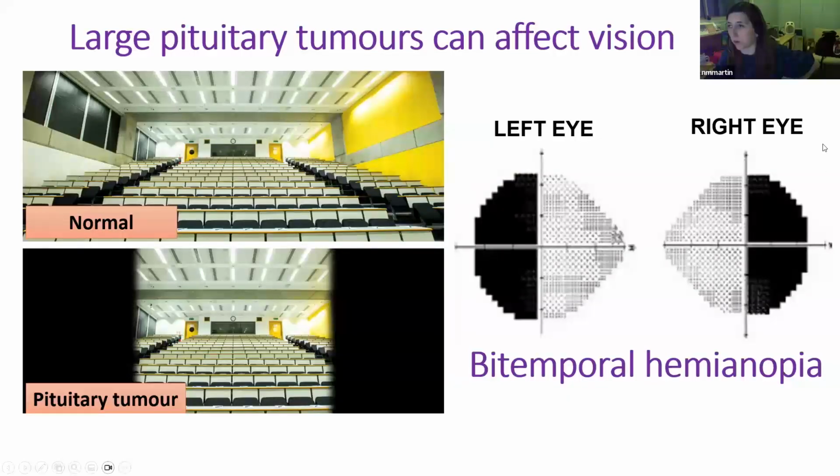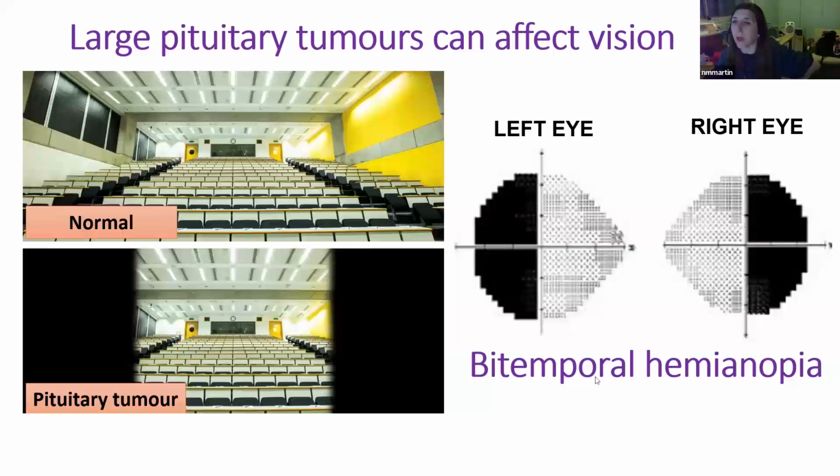I'm sorry, I'm just going to try and get that out of the way. So this is the left eye, and this is the right eye, and this is the patient who's had visual fields done. And as you can see, the black is what they can't see, and this side is what they can see. So this patient, consistent with losing their peripheral vision, can't see out of this eye to this side, can't see out of this eye on this side. So they can only see the things in the middle.